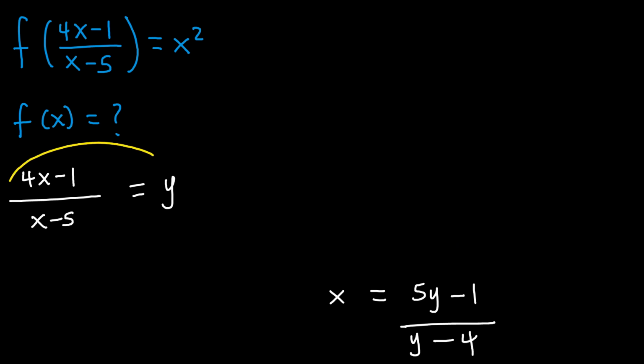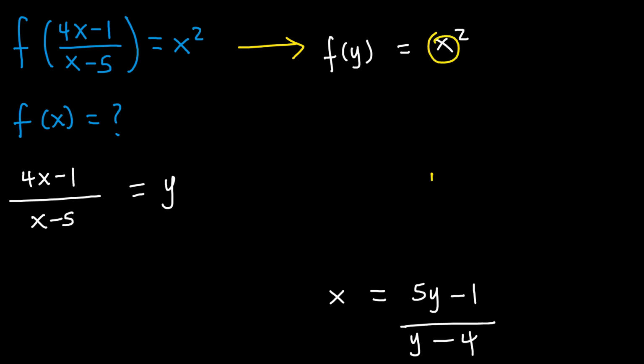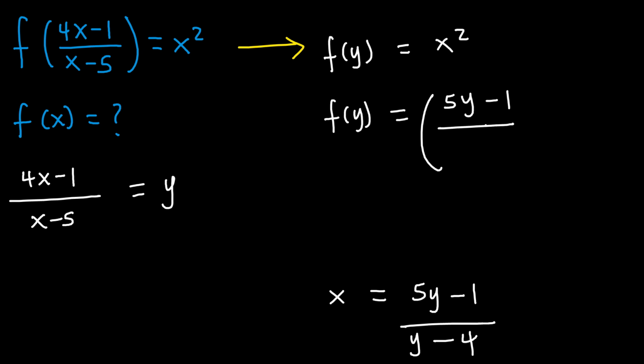Now if you remember, we had set the inside of the function to be equal to y. So this will become f of y equaling x to the power of 2. And we know that x is equal to this. So this will be f of y equaling, now instead of x we shall write ((5y - 1)/(y - 4)) raised to the power of 2.